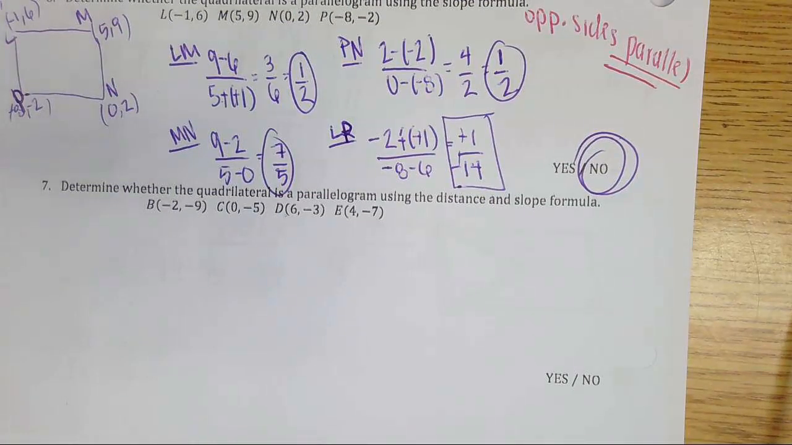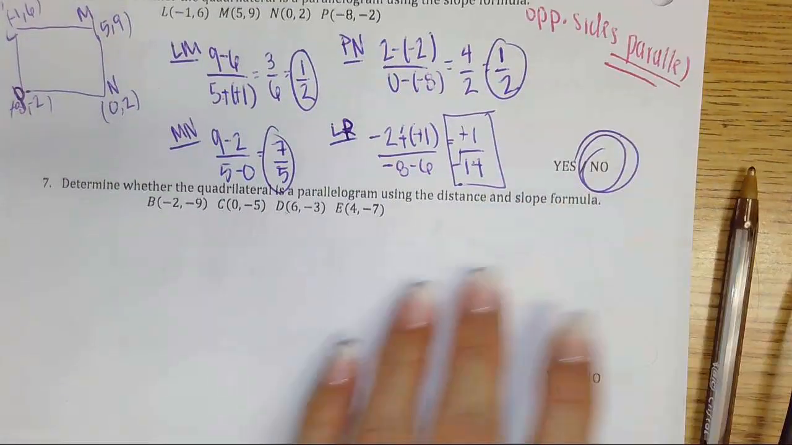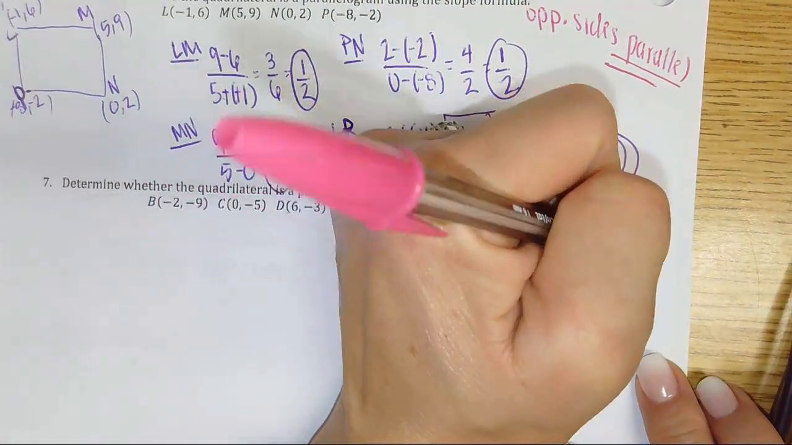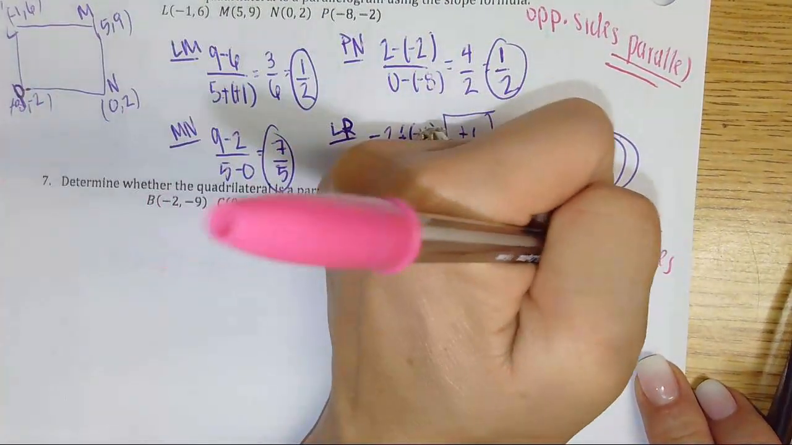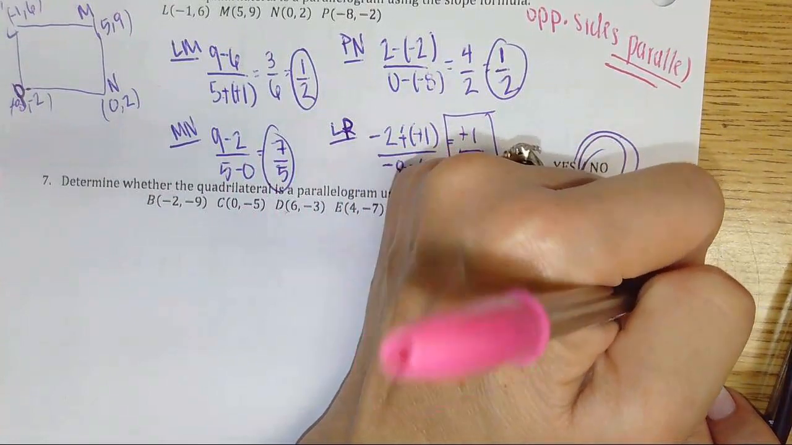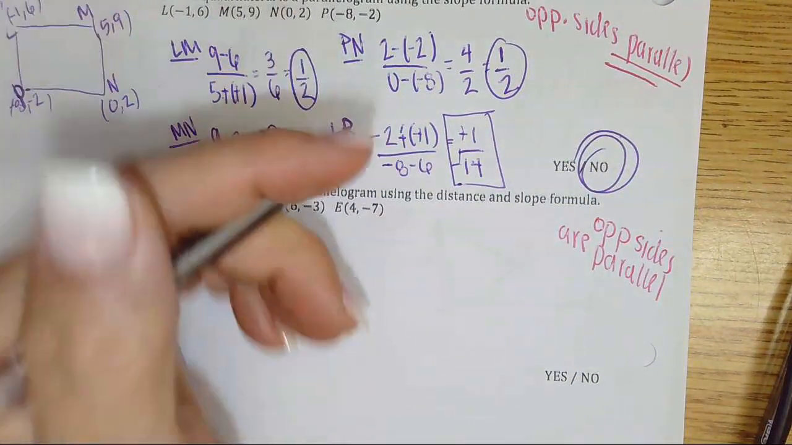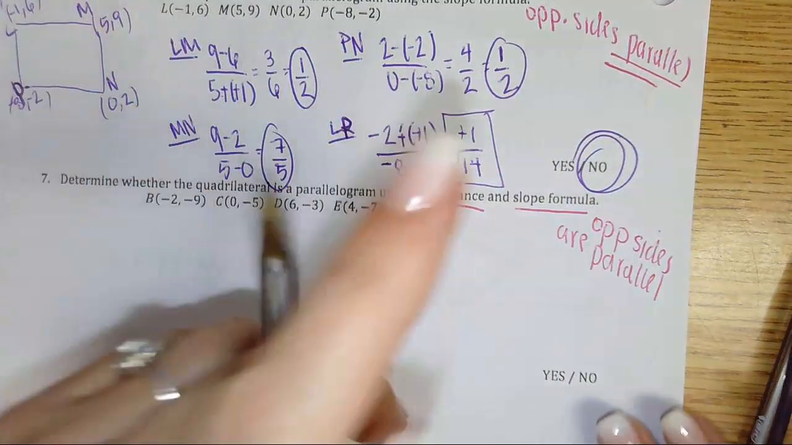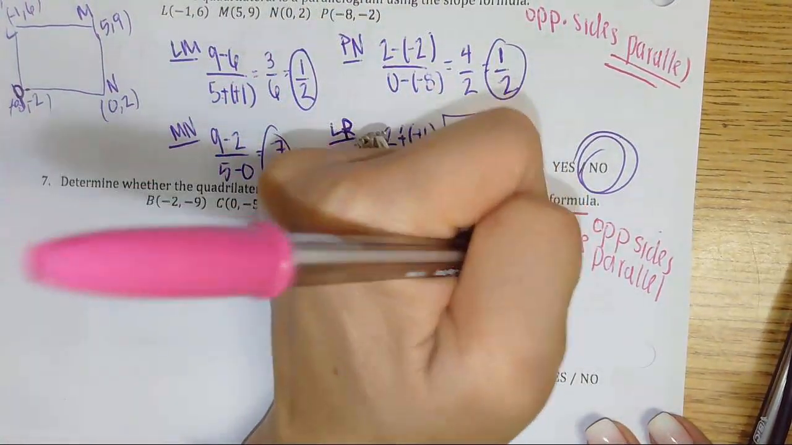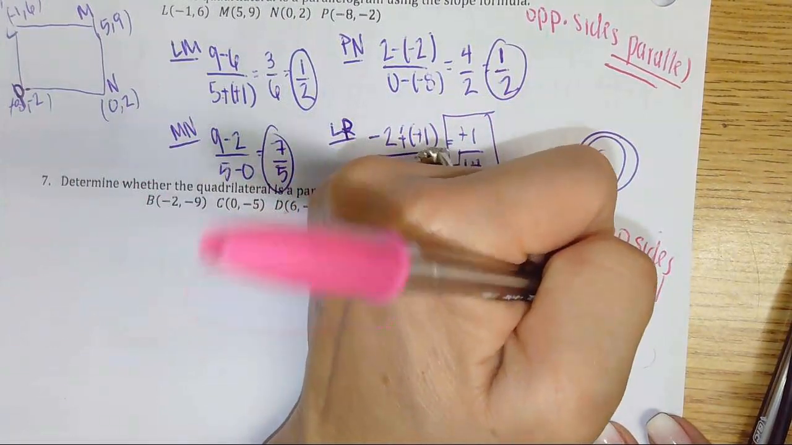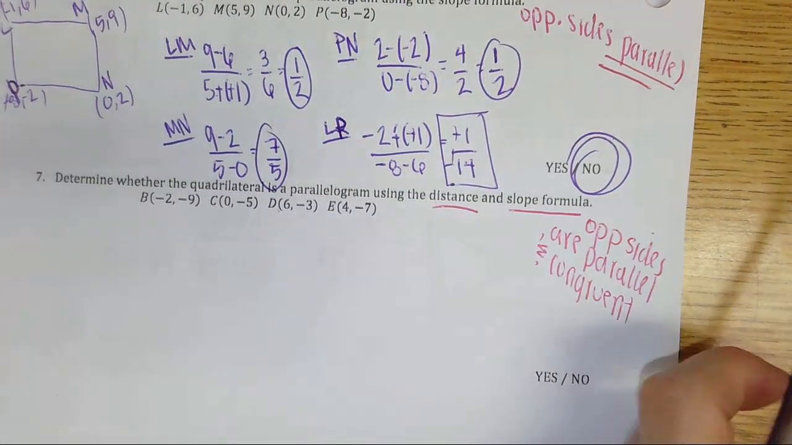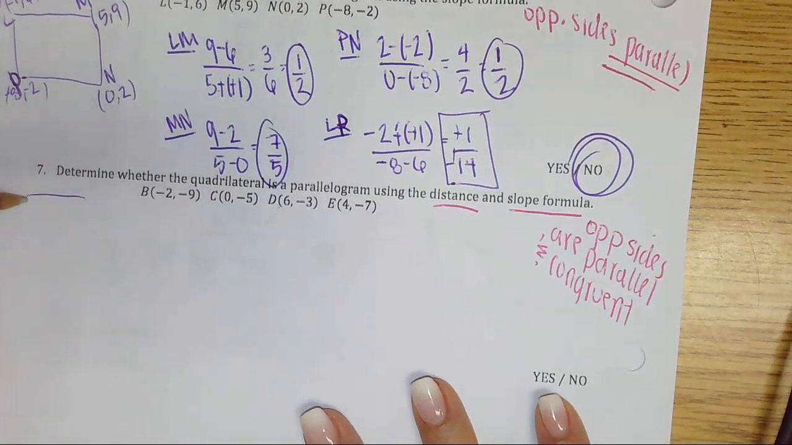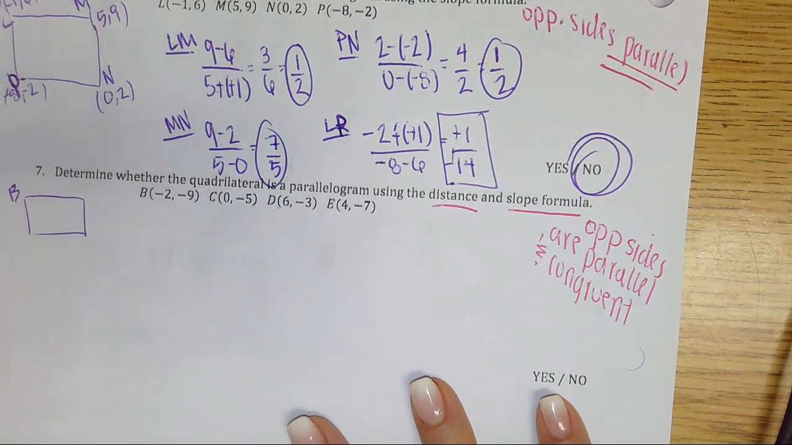Back to color. Okay, so what we want to make sure here is that the opposite sides are parallel, because it's asking us to use the distance and slope, and congruent. Okay, so I'm going to just draw a rough little diagram over here just so I get a reference of what the shape is looking like. So I have B, C, D, E.